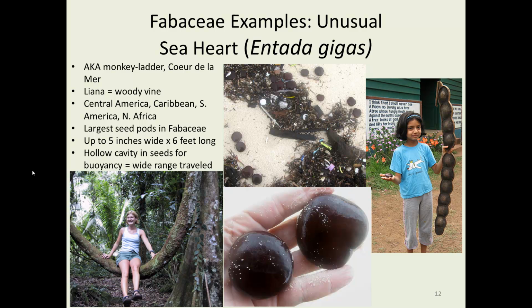It is a liana, which is a woody vine. The young lady on the lower left is sitting on a vine on the stem of one of these sea hearts, and so obviously quite a sturdy plant, and that also probably explains why it can grow such a large seed pod. Native to the tropical areas in Caribbean and North Africa.